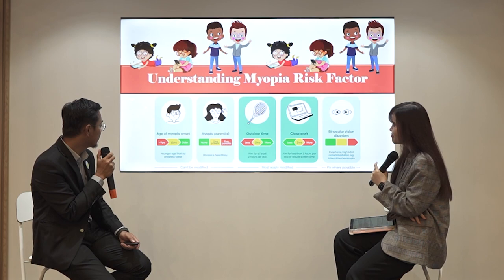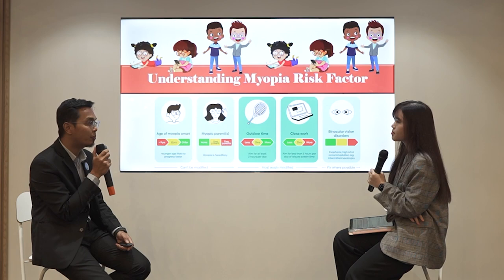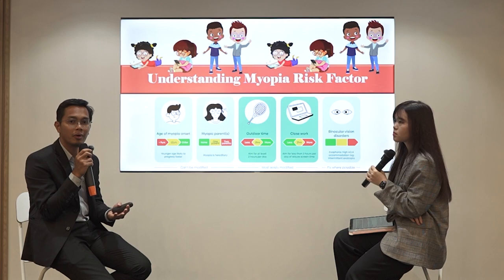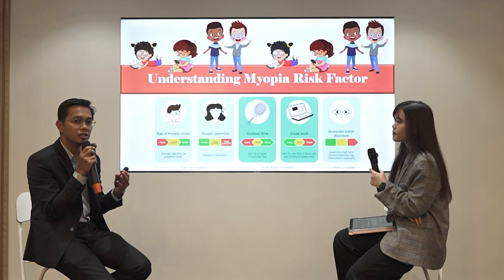So if you have myopia at the age of 9 years and below, your power will progress faster. So you have to be careful if your kids have myopia at this age. You have to control their lifestyle, and choose the appropriate management to control the power progression.